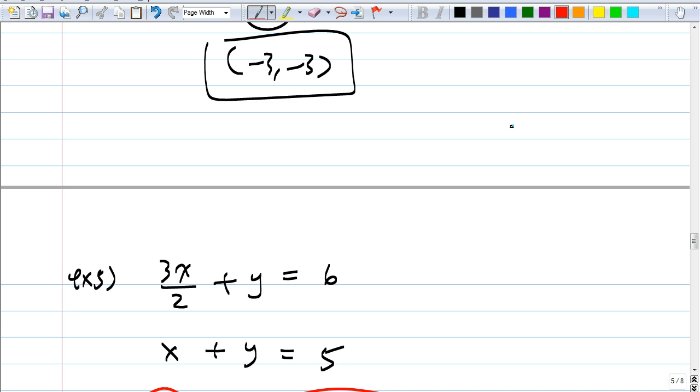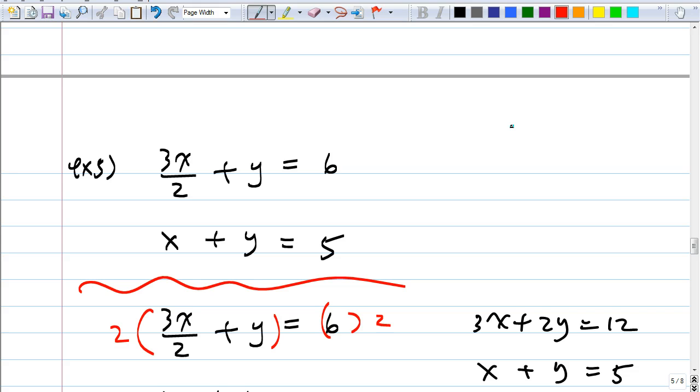It's not that bad though. It turns out, whenever you have an equation with fractions, there's an easy way to get rid of them. If you have 3x over 2 plus y equals 6, and x plus y equals 5, what are you going to do, first of all, with your first equation? Sophia? Yeah, multiply by 2. Multiply both sides by the LCD, remember? Whenever you have fractions in the equation, multiply both sides by the LCD, least common denominator. Then you get simply 3x plus 2y equals 12, and x plus y equals 5.